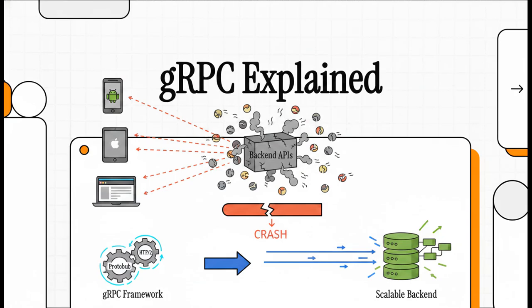Picture this, you've built a wildly successful mobile app. We're talking 100 million users. Amazing, right? Well, there's a huge catch. Every single tap, swipe, and refresh on that app is hammering your backend APIs.